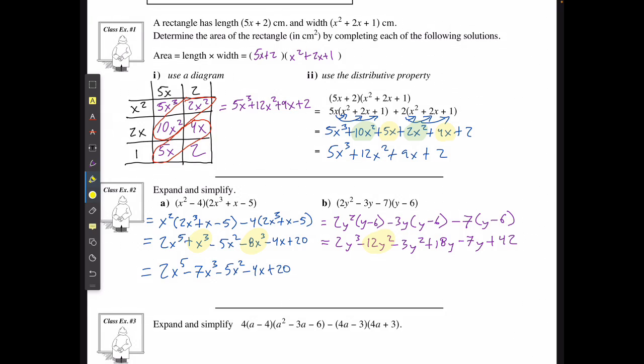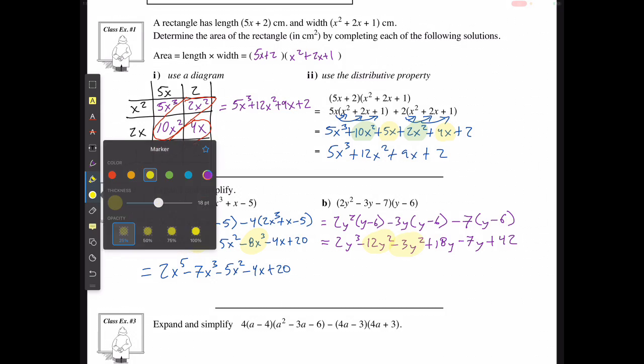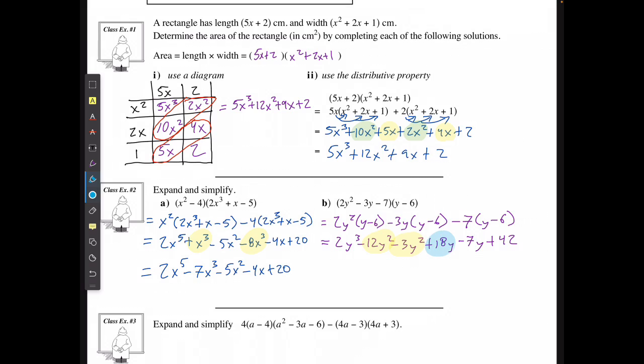I combine my y squareds, and I combine my y's to group those like terms. 2y cubed minus 15y squareds plus 11y's plus 42.